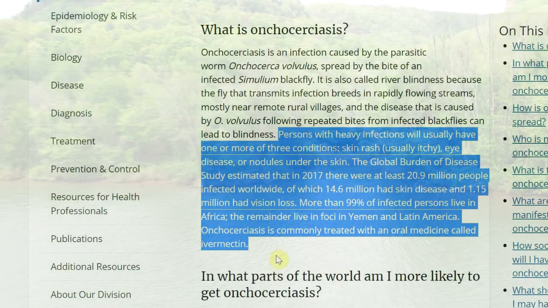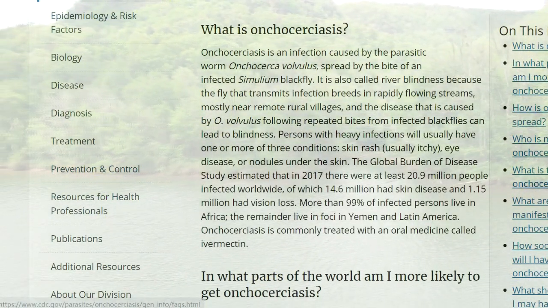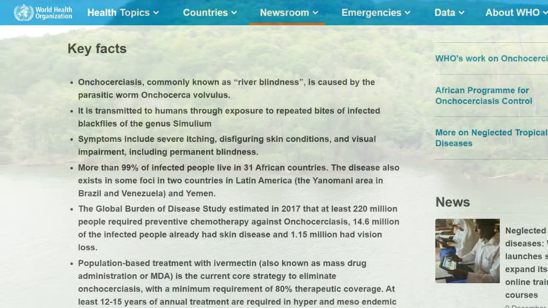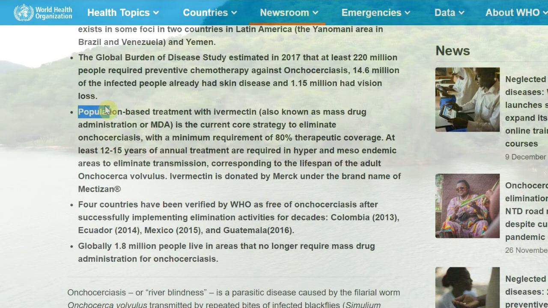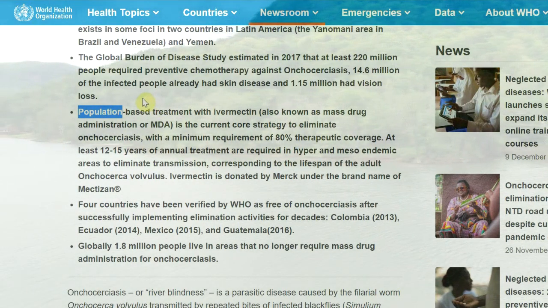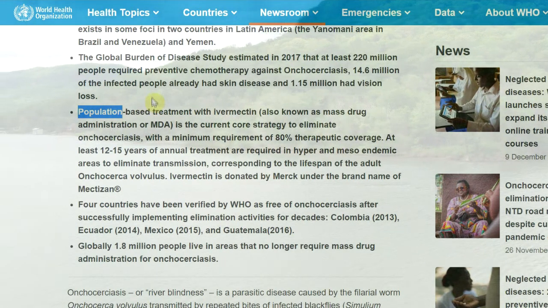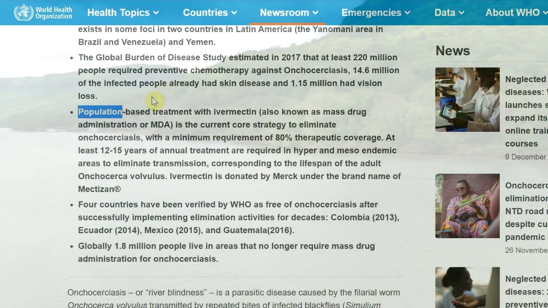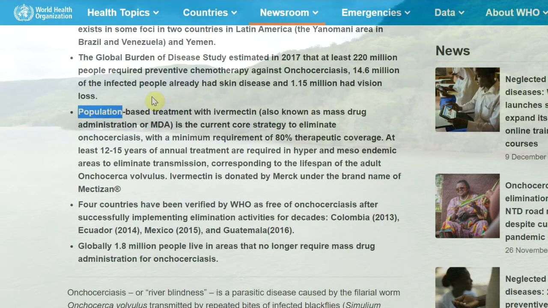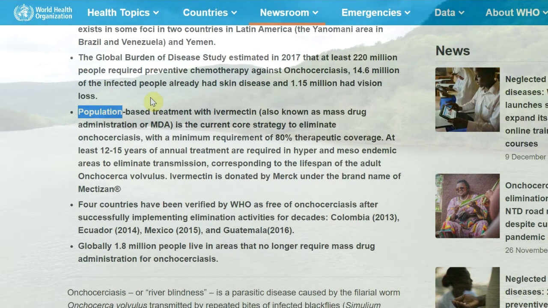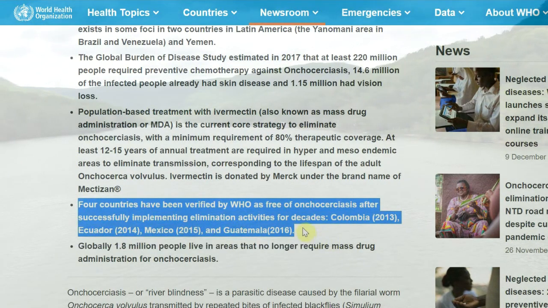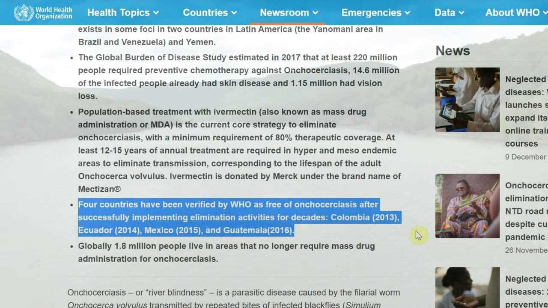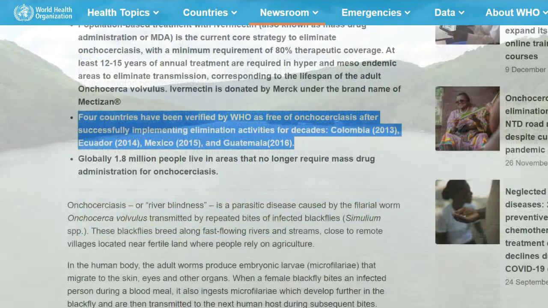Onchocerciasis is commonly treated with an oral medicine called ivermectin. Population-based treatment with this drug, also known as mass drug administration or MDA, is the current core strategy to eliminate onchocerciasis, with a minimum requirement of 80% therapeutic coverage. At least 12 to 15 years of annual treatment are required in hyper- and mesoendemic areas to eliminate transmission, corresponding to the lifespan of the adult Onchocerca volvulus. 4 countries have been verified by WHO as free of onchocerciasis after successfully implementing elimination activities for decades: Colombia in 2013, Ecuador in 2014, Mexico in 2015, and Guatemala in 2016.